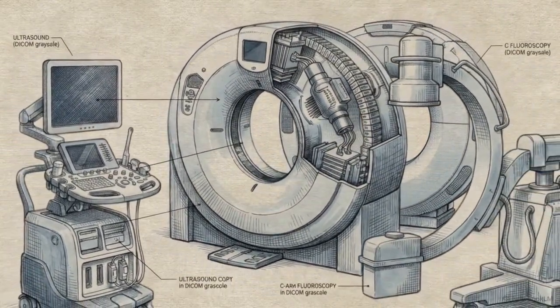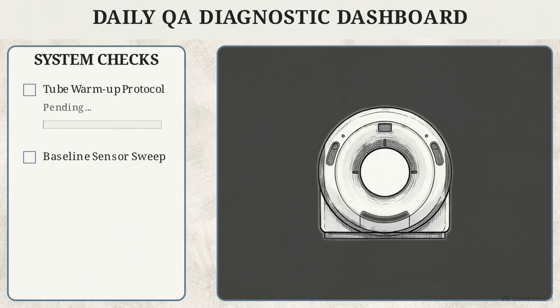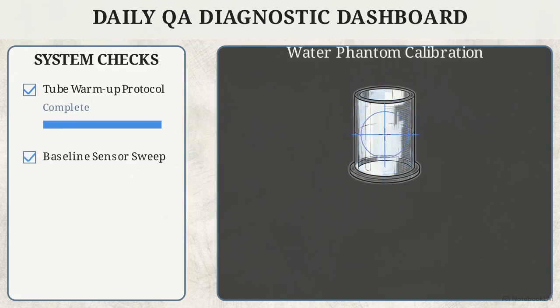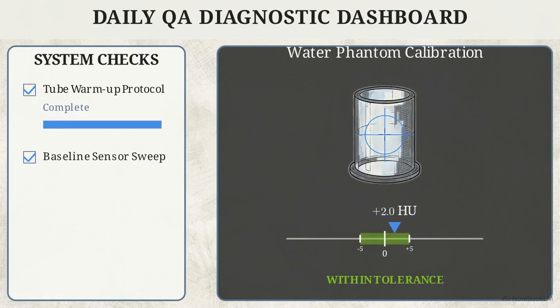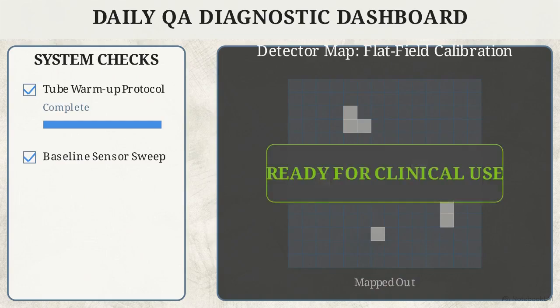At the very beginning of the network path sit the physical imaging modalities, the CT scanners, fluoroscopy suites, and ultrasound probes generating the raw data. This dashboard demonstrates the strict daily maintenance checks for a CT scanner. Before a patient enters the room, engineers execute tube warm-up protocols to protect the X-ray filament and run water phantom scans to verify the Hounsfield units stay within a strict tolerance. For digital radiography and fluoroscopy suites, the protocol requires regular flat field calibrations to identify and map out detector dead pixels and correct gain calibration drift.